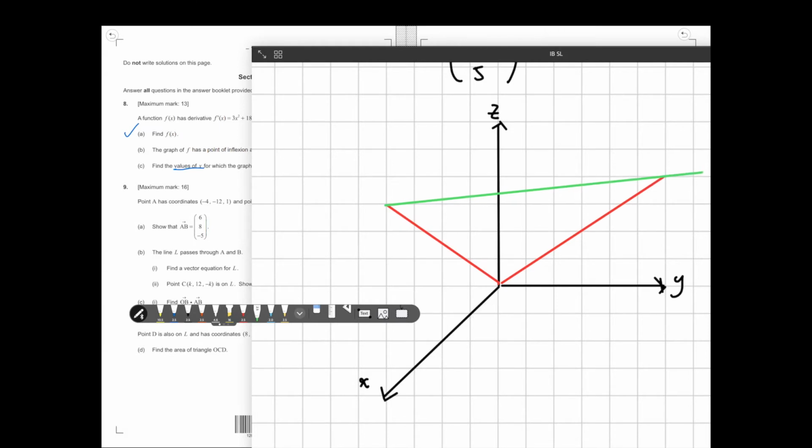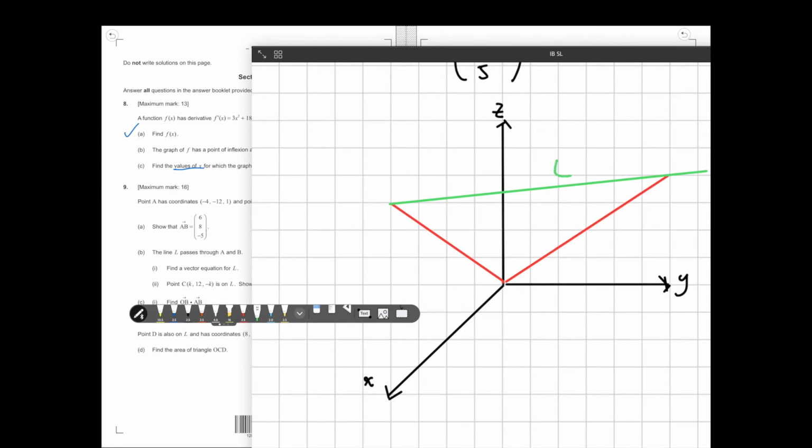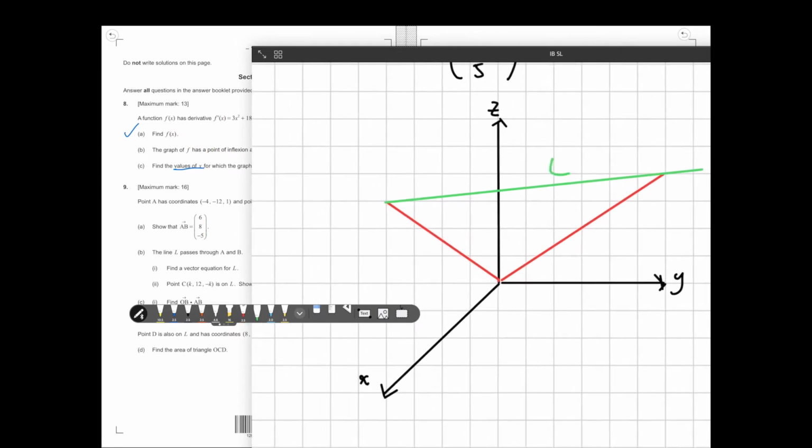The line passes through A and B. So that is L. This point is A, that is O, and the other point is B. Right? So far so good. Okay, that's a vector. And then we have to find the vector equation for L.